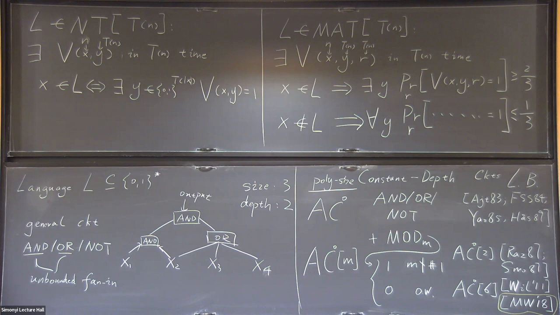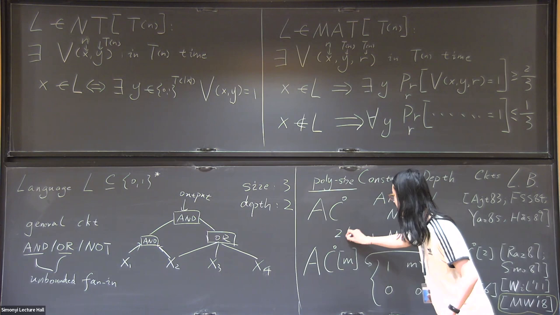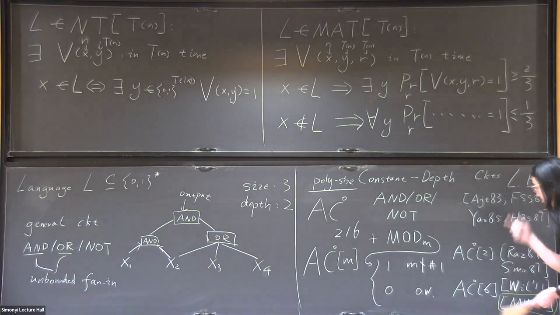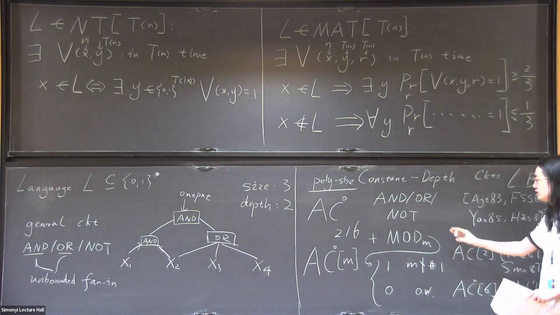The next class I will be talking about the most is AC0[M]. Let me explain what M means here. M is a fixed constant. I will usually just talk about 2 or 6, so think about M as either 2 or 6, but it can be any constant. This class still has constant depth. It can use AND, OR, NOT and one additional mod M gate.